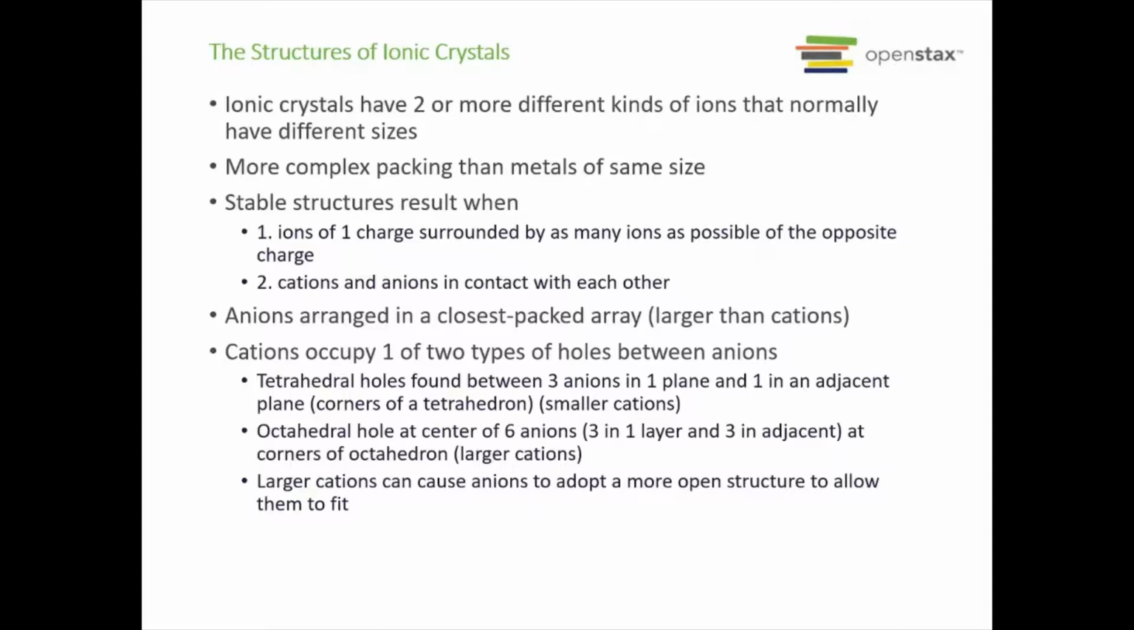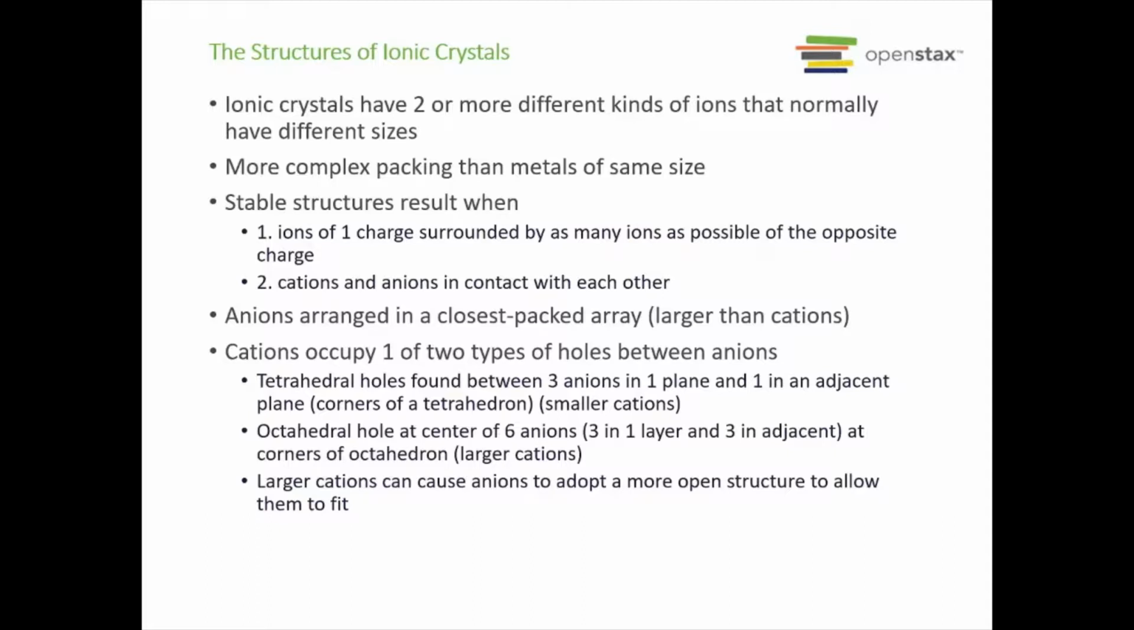So the way that we get a stable ionic crystal structure is when you have ions of one charge surrounded by as many ions as possible of the opposite charge, and when you have cations and anions in contact with each other. The anions, which are bigger than the cations, tend to be arranged in the closest packed array, and the cations themselves actually occupy one of two types of holes between the anions. So the anions are in the array and the cations are in the holes.